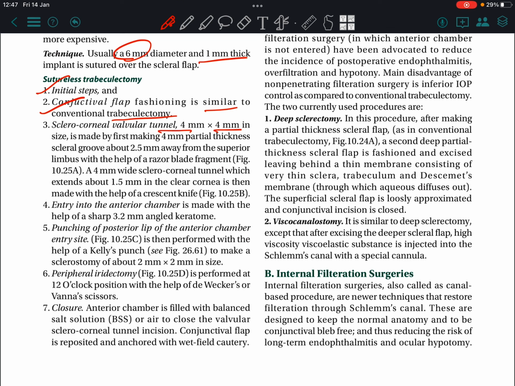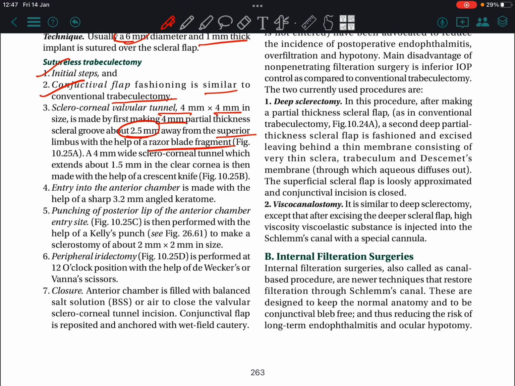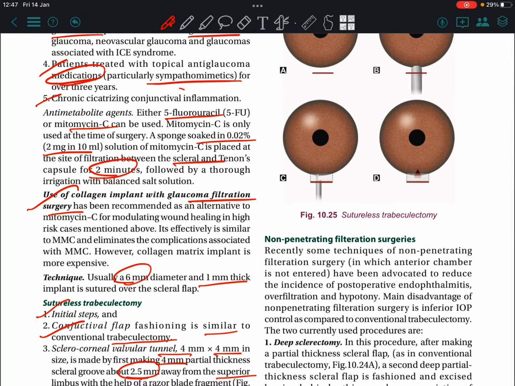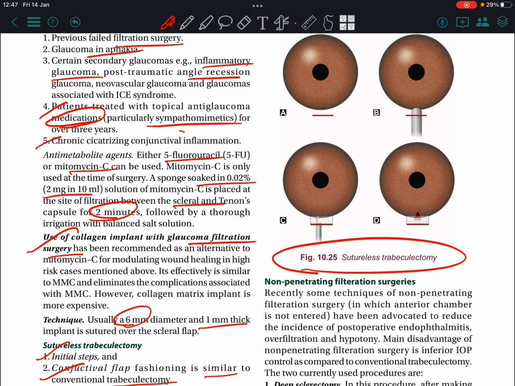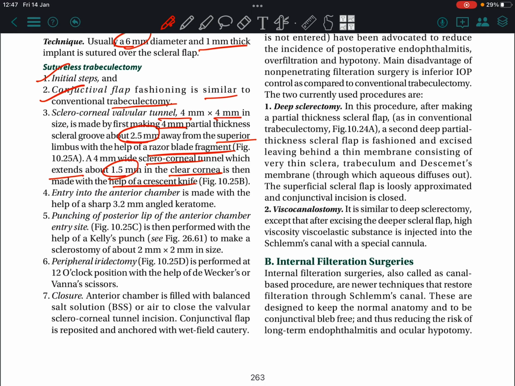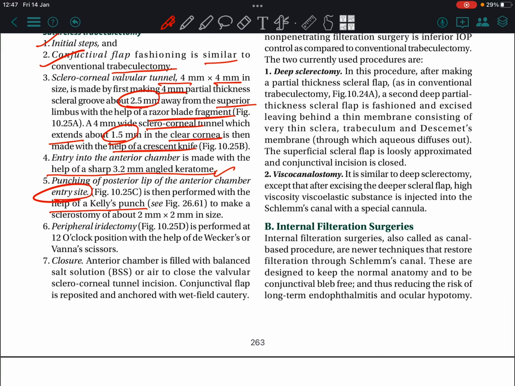A sclerocorneal valvular tunnel, 4 mm by 4 mm, is made by first making a 4 mm partial thickness scleral groove about 2.5 mm away from the superior limbus with the help of a razor blade fragment. A 4 mm wide sclerocorneal tunnel, which extends about 1.5 mm into the clear cornea, is then made with the help of a crescent knife. Entry into the anterior chamber is made with the help of a sharp 3.2 mm angled keratome. Punching of the posterior lip of the anterior chamber entry site is then performed with the help of Kelly's punch to make a sclerostomy of about 2 mm by 2 mm size.